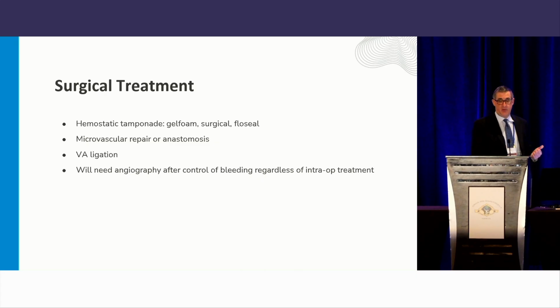Surgical treatment would involve a tamponade with Gelfoam, Surgiseal, FloSeal, potentially a microvascular repair or anastomosis, but you have to have two good ends to repair. So if you've gone through with a cautery or sheared it, you're not going to be able to do that. You can ligate the vertebral artery, but there's a risk of a stroke with that, and you're going to need angiography anyway at the end of that to evaluate what you've done.